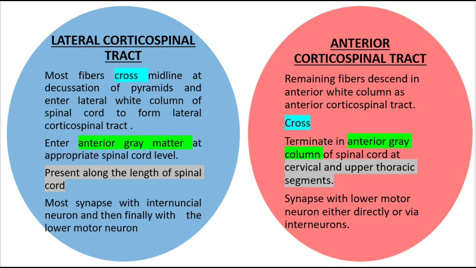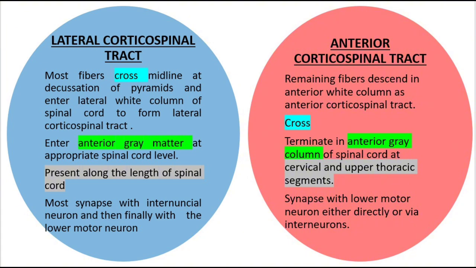Next, at this particular location they would cross and reach the anterior gray column of spinal cord at the cervical and upper thoracic segments, not throughout the spinal cord. It would terminate here in the anterior gray column, and so would the lateral corticospinal tract. But you should keep in mind that it's not present along the entire length of the spinal cord, rather it ends at the anterior gray matter at cervical and upper thoracic segments. And from here, the lateral corticospinal tract also enters the anterior gray matter at the appropriate spinal cord level. So this is the termination point for both of them.